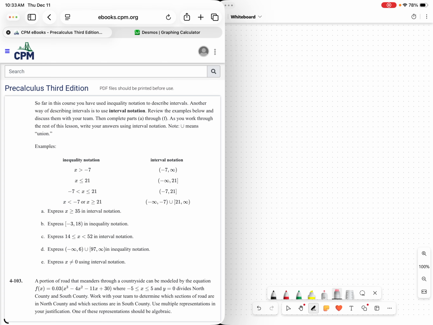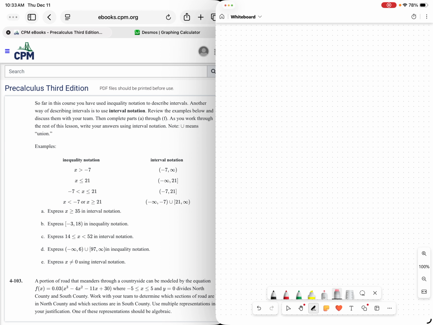A, express x is greater than 35 in interval notation. Greater than 35 is going to be 35 to infinity, right? Infinity always has a parenthesis because you can't touch it. You can't reach it, you can't equal it, right? And then 35 is equal to, so it has a bracket.